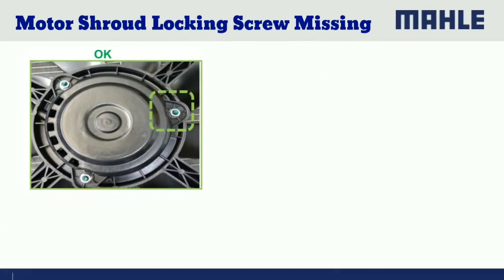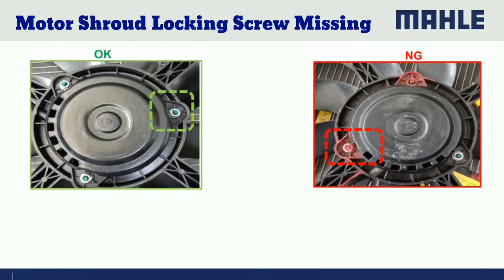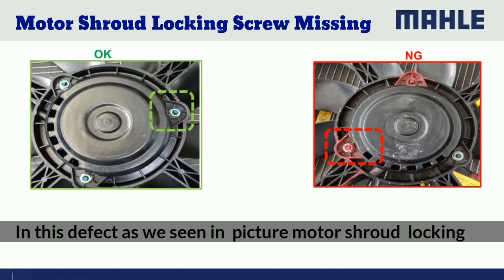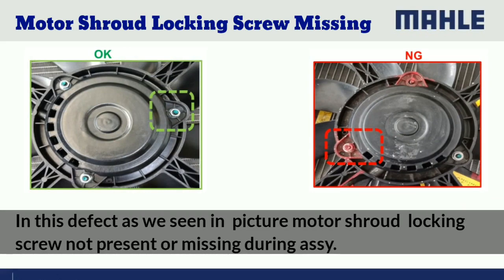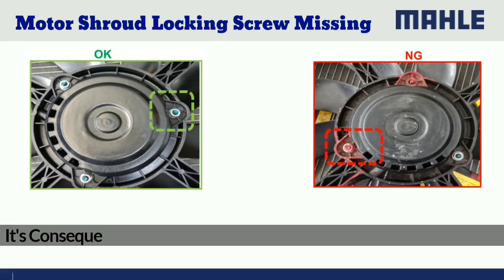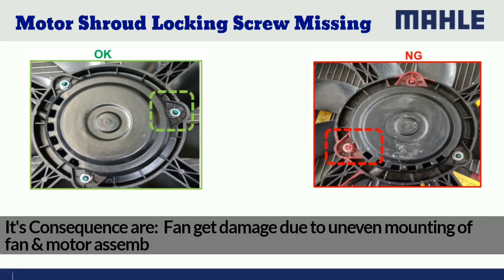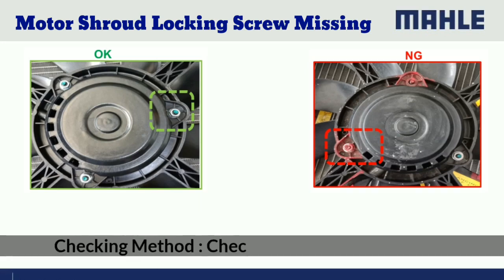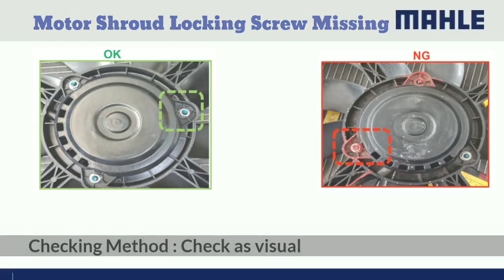Next is motor shroud locking screw missing. In this defect, as we see in the picture, the motor shroud locking screw is not present or missing during assembly. Its consequences are that the fan gets damaged due to uneven mounting of the fan and motor assembly with the shroud. Its checking method is visual.